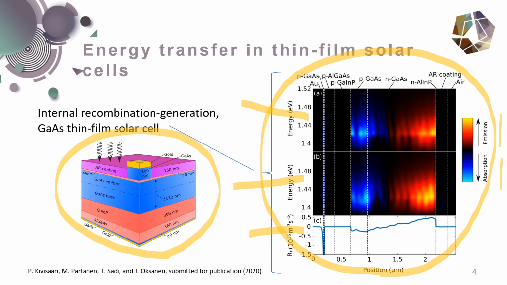This result indicates that as most of the solar light is absorbed here, close to the top contact, the resulting spatial imbalance in electron hole densities creates this kind of a net photon recycling effect inside the solar cell. This would be impossible to see without a fully self-consistent model.